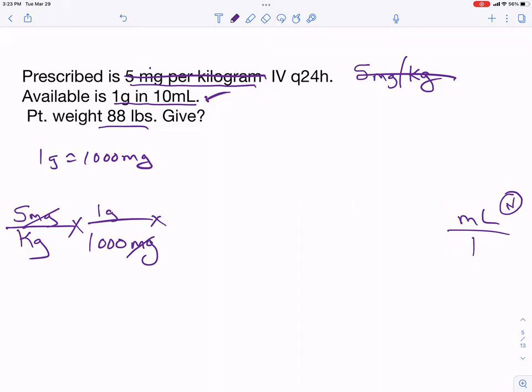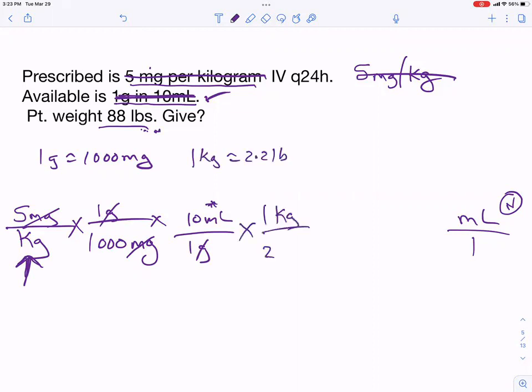I use what's in my problem. 1 gram in 10 milliliters. So I can cross off that I used that. And this gets rid of my grams. And look, I'm almost there. I got milliliters, but I got to get rid of kilograms. The patient's weight is in pounds. So 1 kilogram is equal to 2.2 pounds. And I use that in my problem. 1 kilogram, 2.2 pounds. And that gets rid of my kilograms, but here I go again, I got pounds.